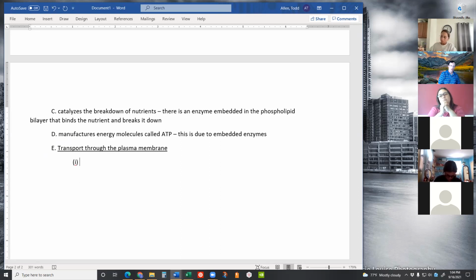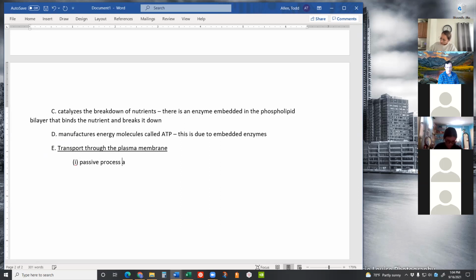When you talk about transport through the plasma membrane, there are going to be passive processes and active processes. Hopefully you understand the difference there. A passive process takes place without the cell expending its own energy, without the cell burning ATP. So maybe I'll just put that down there. Passive process, no ATP required. And in active processes, ATP is required.